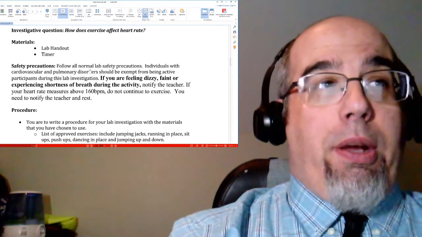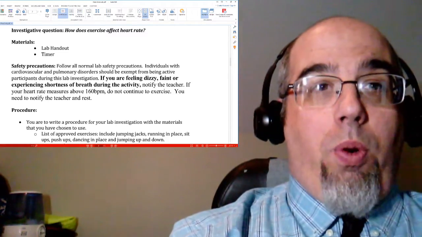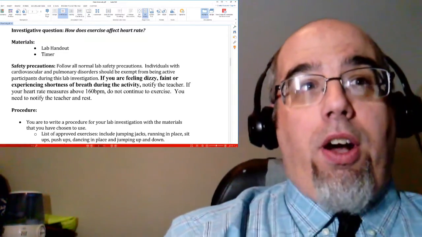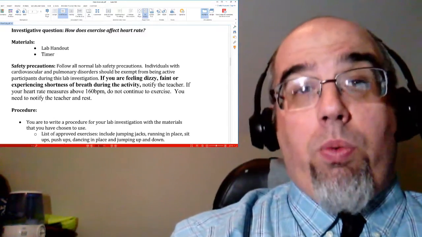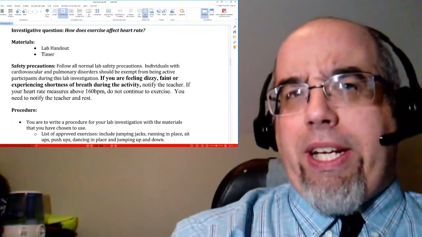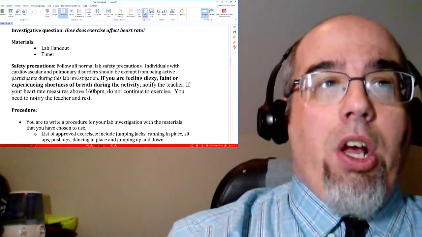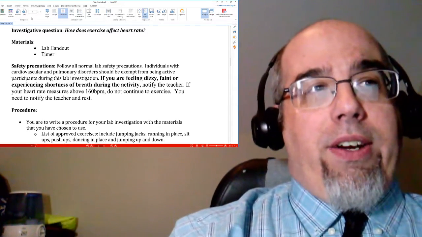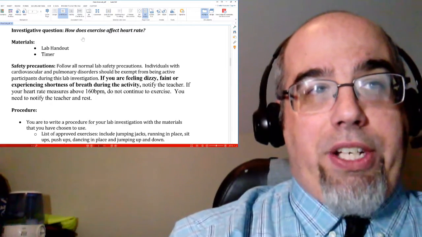Now, the first page or two of the lab, you can see it in the upper corner right over here, is background information and stuff like that. Read it, but don't stress over it too much because it's really just making sure that you understand the point that the lab is trying to make. What we're looking at right here is the investigative question. How does exercise affect your heart rate?